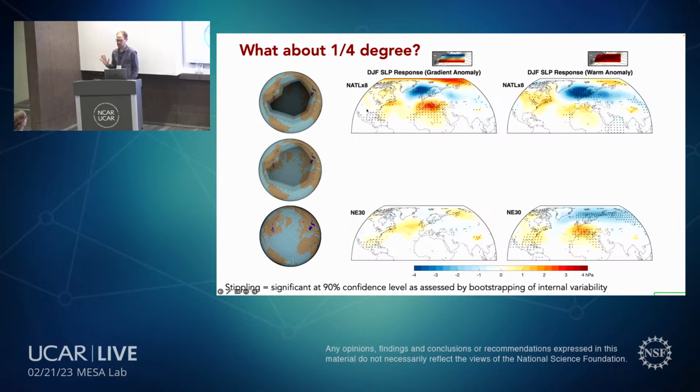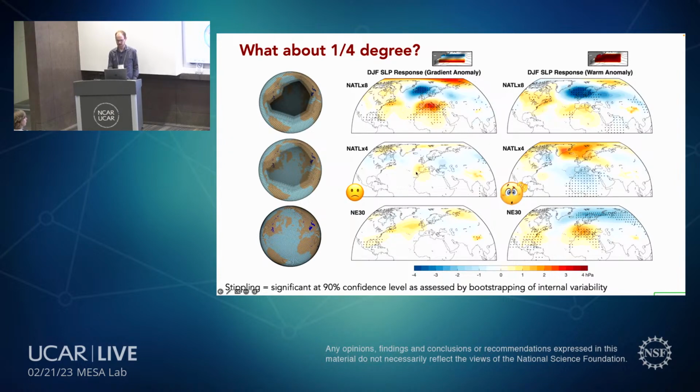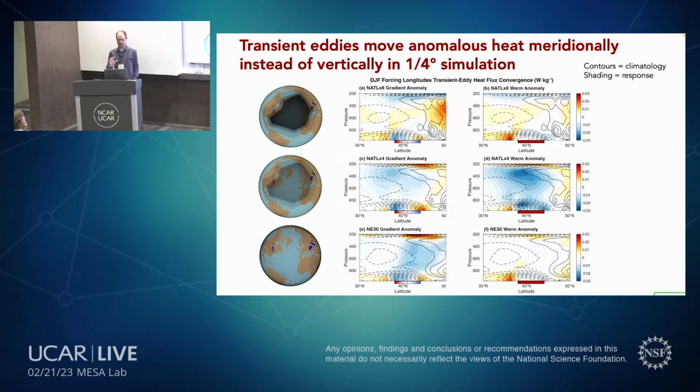This was all nice and simple so far, but if you add in a quarter degree case, which I wanted to see, do you really need this eighth of a degree to get this response? Things get a little bit messy. You're still not getting the gradient anomaly response, but then in the warm anomaly case, even though you had about the right pattern, just a weaker amplitude in the 1 degree case, now at quarter degree, you're getting something completely opposite. But if you look at the same quantity, what are the transient eddies doing?